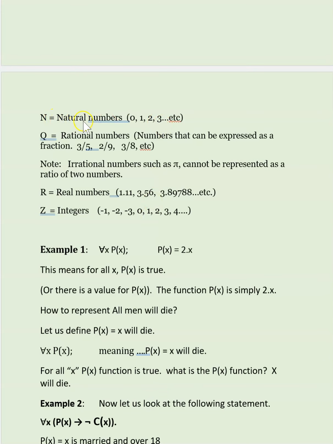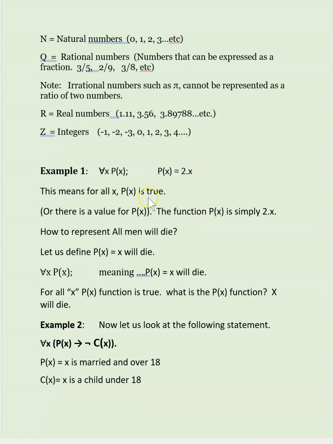N equals natural numbers: 0, 1, 2, 3, no negative numbers. Q is rational numbers, numbers that can be expressed as a fraction. Note, irrational numbers such as pi cannot be represented as a ratio of two numbers. Real numbers: 1.11, 3.56, etc. Z equals integers: minus 1, minus 2.